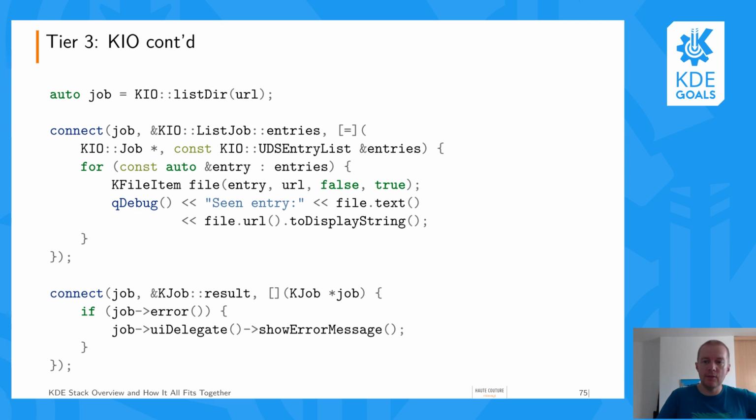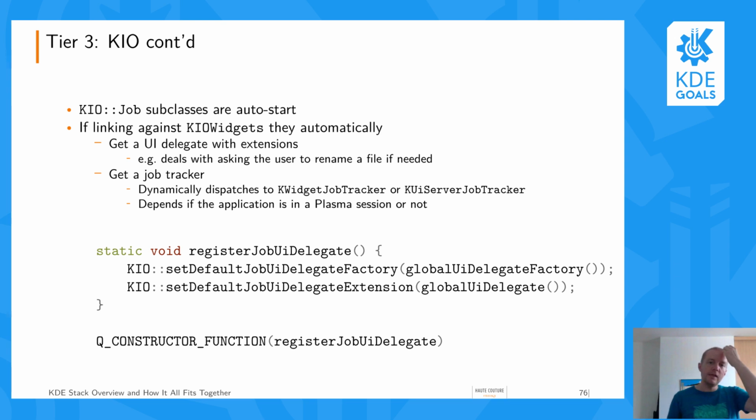And then for the entries, you could process them. Here we just display them, but you could imagine displaying them in a list view or something like that. The KIO job subclasses are auto start, so you don't need to call start on them like I did earlier for another KJob. Those ones, you just create them, and then they will get started when you get back to the event loop at some point.